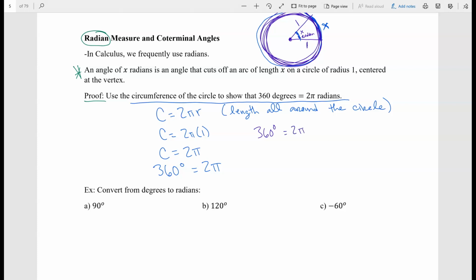Now we need a conversion. Let's divide this by 2 to make it a little easier. We have that 180 degrees is equal to pi radians. This is basically going to be my conversion factor.